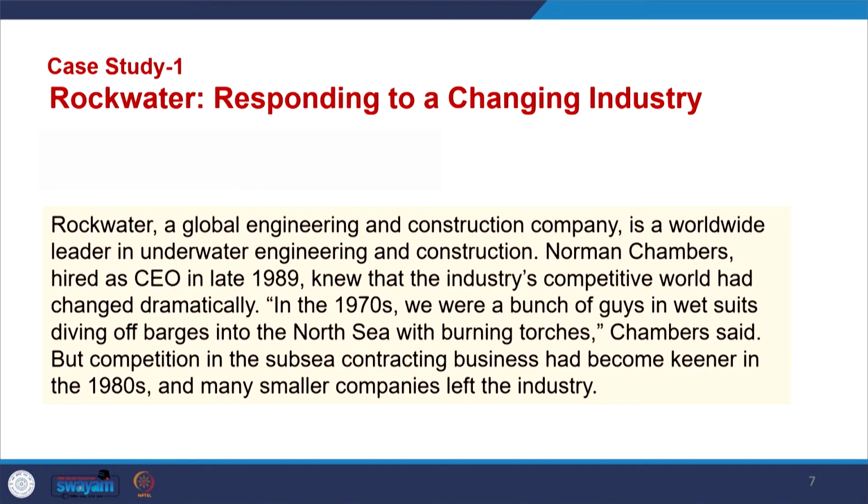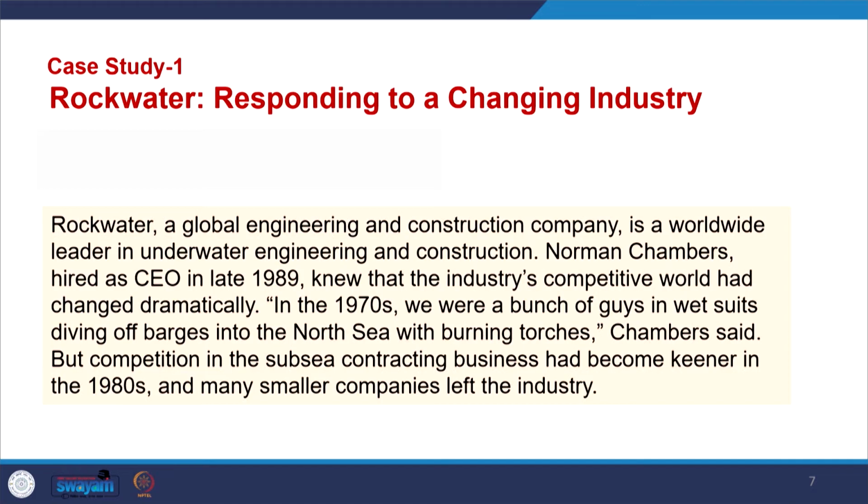By taking all these four features and the different measures of what they wanted to achieve, they did it, and the result was that in two years' time, the author has said, the company made a turnaround and became a very highly profitable company. So, this is about Mobil's strategy map. Okay. Now, I will take you around one more small case, right. This is about a company called Rockwater. Rockwater is a global engineering and construction company, which was a leader in underwater engineering and construction. The CEO of this company is Norman Chambers, right.